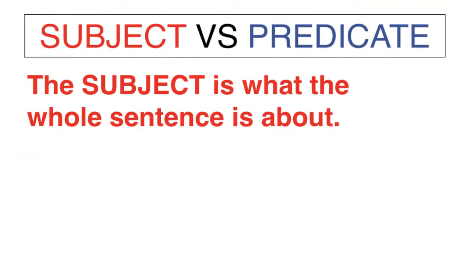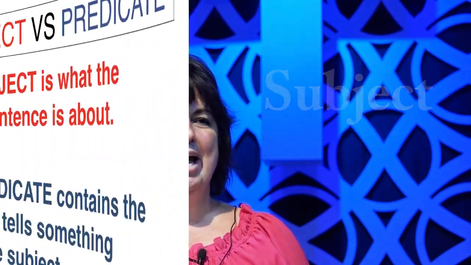Let's start with subjects and predicates. The subject of a sentence is what the whole sentence is about. Repeat this after me. The subject is what the whole sentence is about. I mean, it's the reason you have a sentence. Why is the sentence even written? That's the subject. Then we have the predicate.